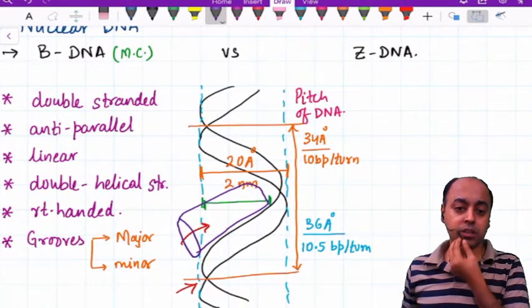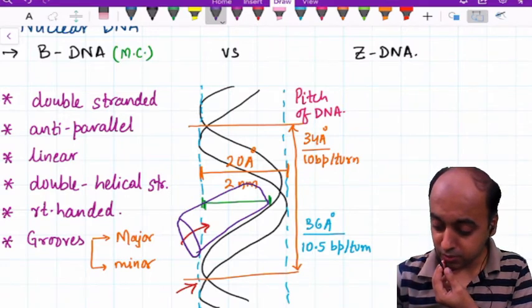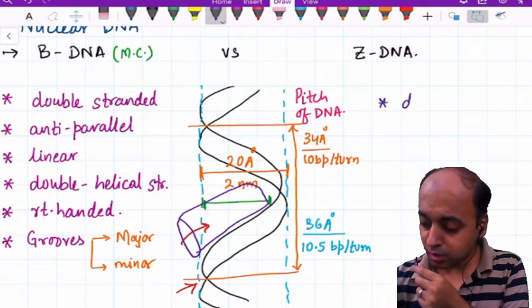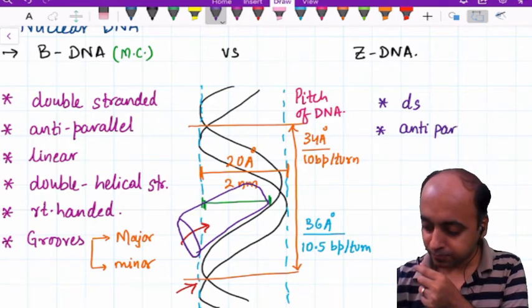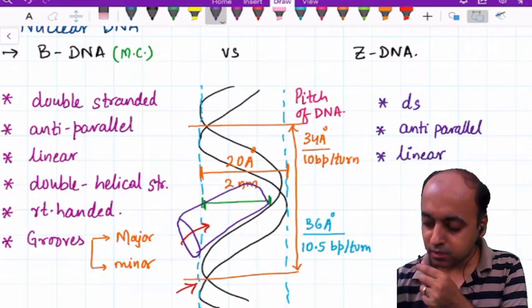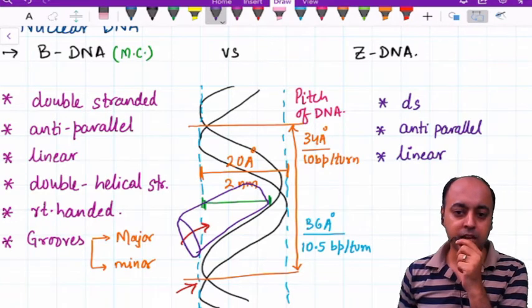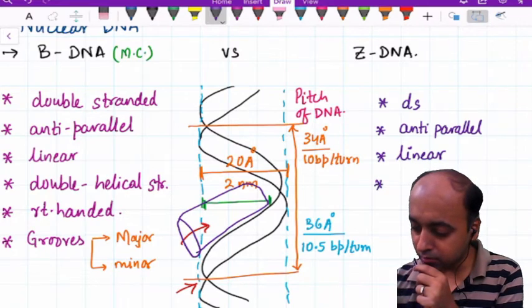How to compare with the Z DNA? Some of the points are similar. The Z DNA is also double stranded. In the Z DNA, the two strands are also anti-parallel, and it is also linear. And this is where the similarities end, because the structure is not a double helical.